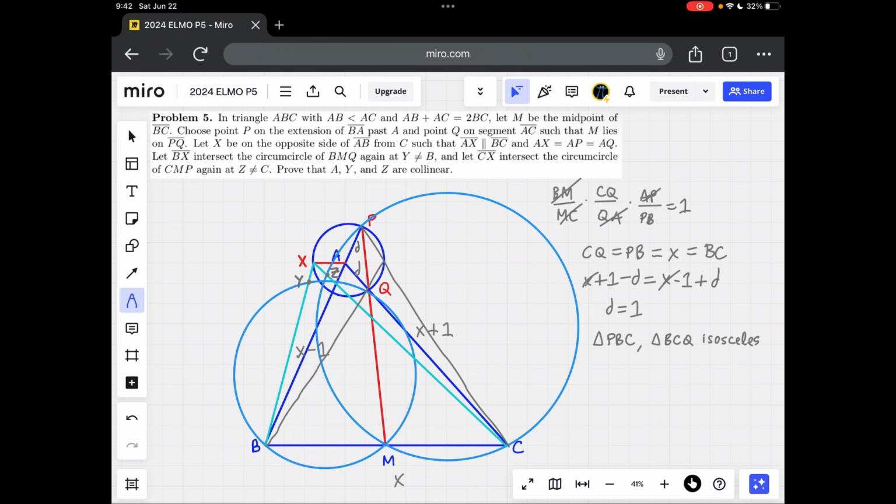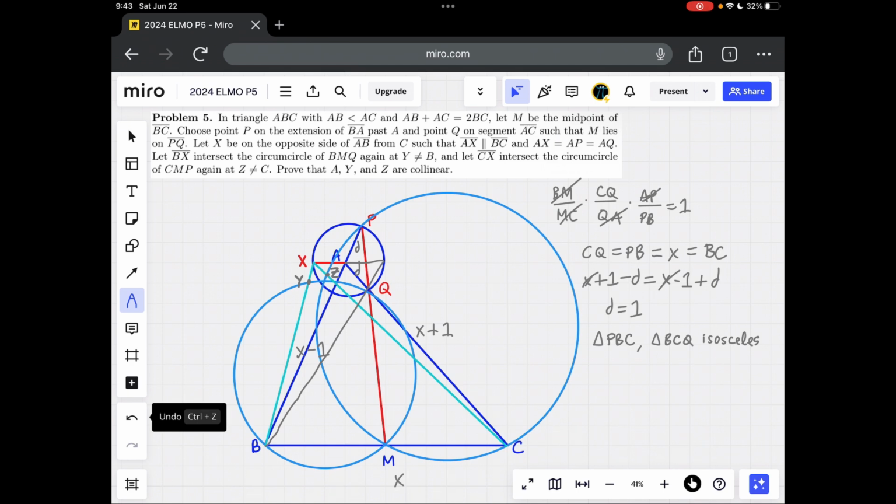And upon drawing these isosceles triangles, it appears BQ and CP intersect on the circumcircle of XPQ. But not only that, it also appears BQ, CP, and AX are concurrent on the circumcircle of XPQ. So let's draw in line AX and try to prove our conjecture that they are indeed concurrent on the circumcircle of XPQ. In order to prove this, we're going to disregard CP for now and simply prove that the intersection of BQ and AX lies on the circumcircle of XPQ.